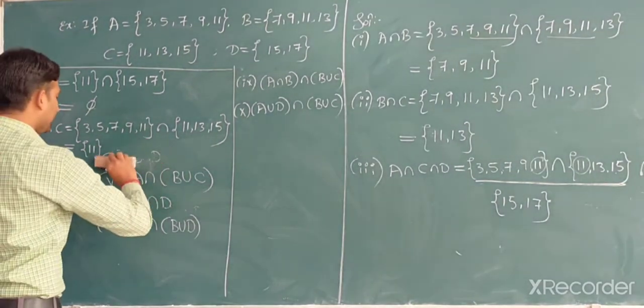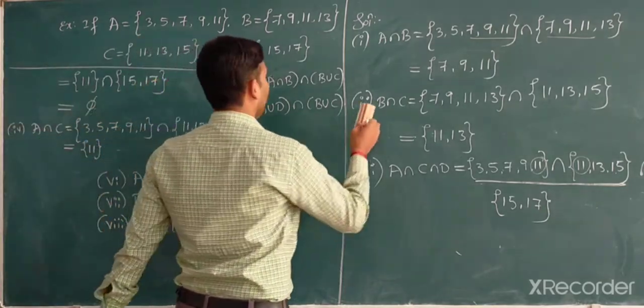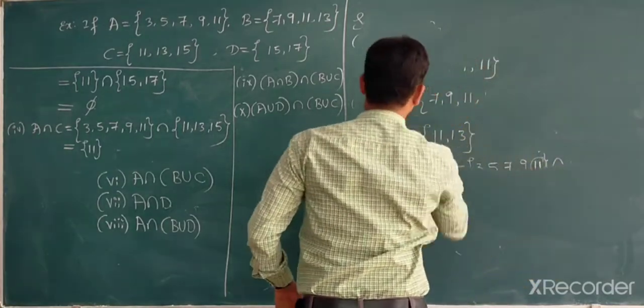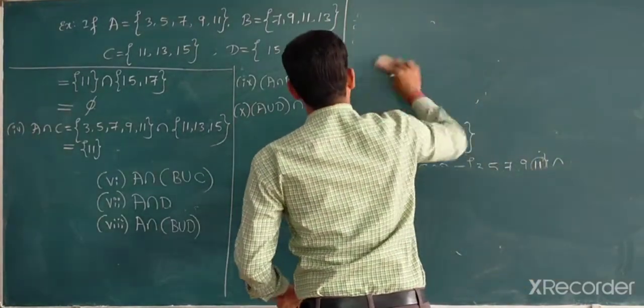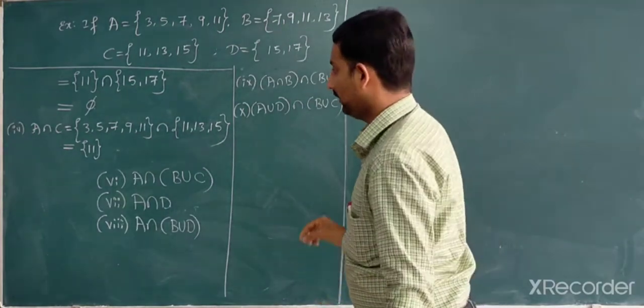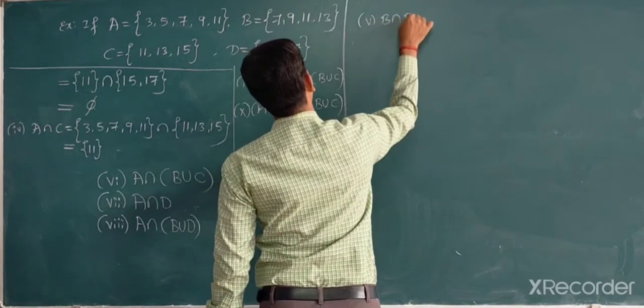After that, B intersection D. Fourth one done, I will write the fifth one. Just observe the sets, what they are given. Fifth one, B intersection D.